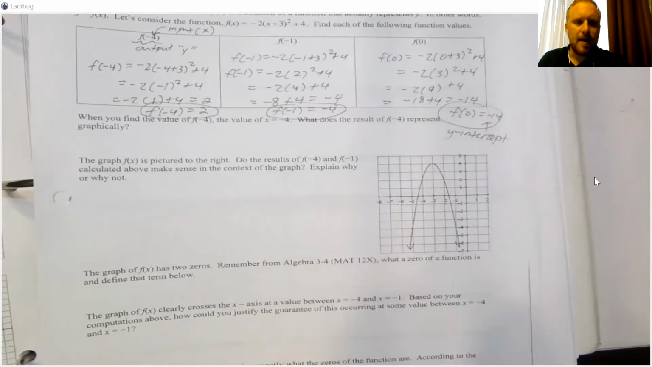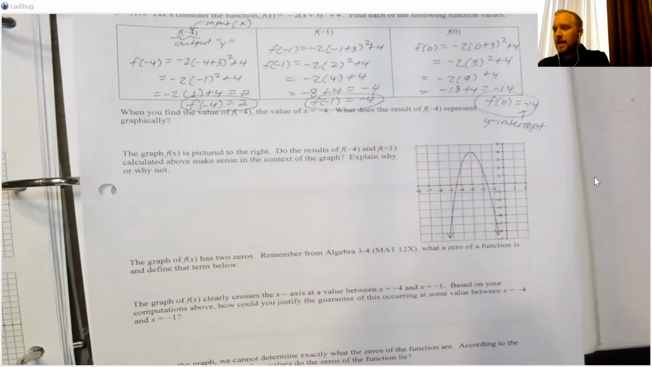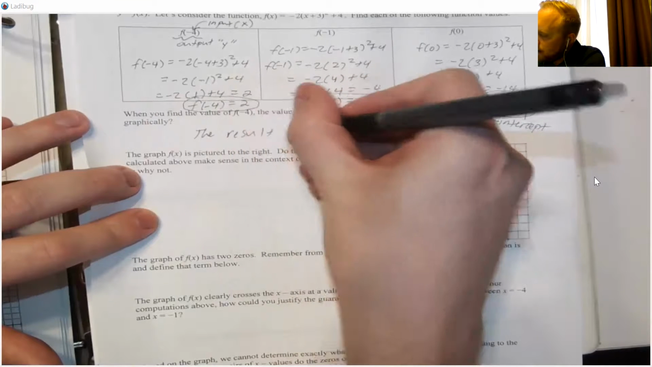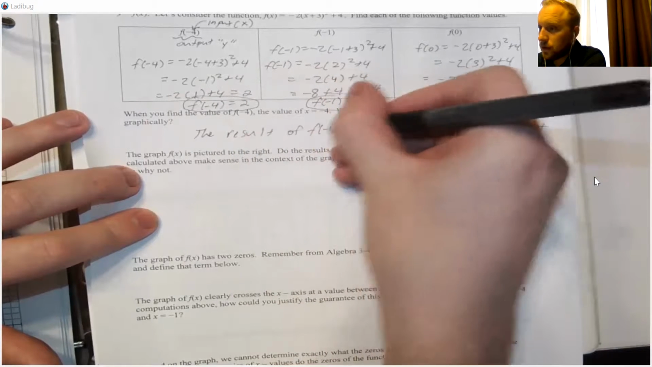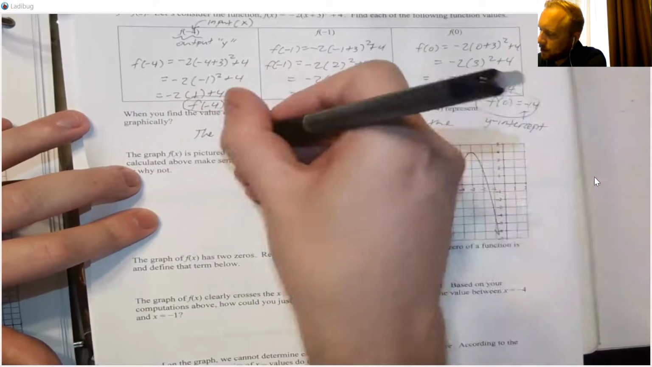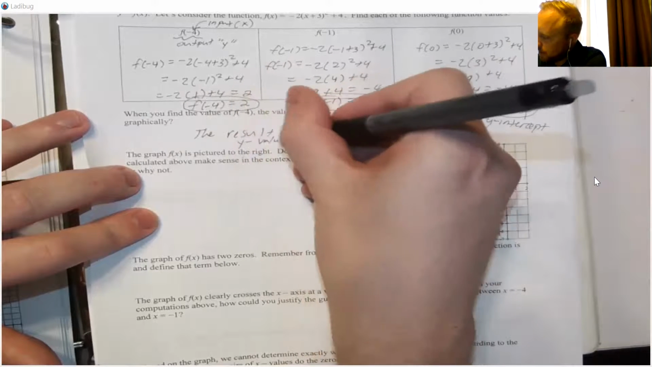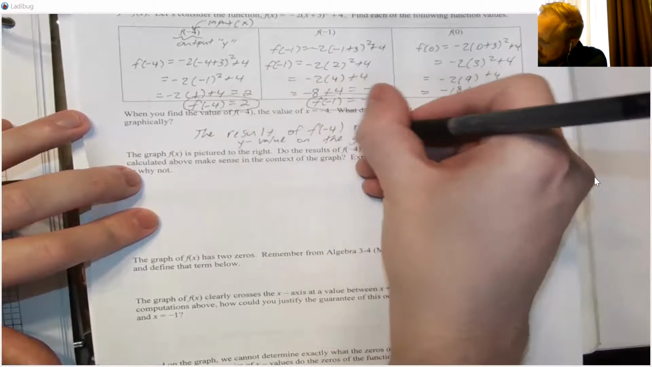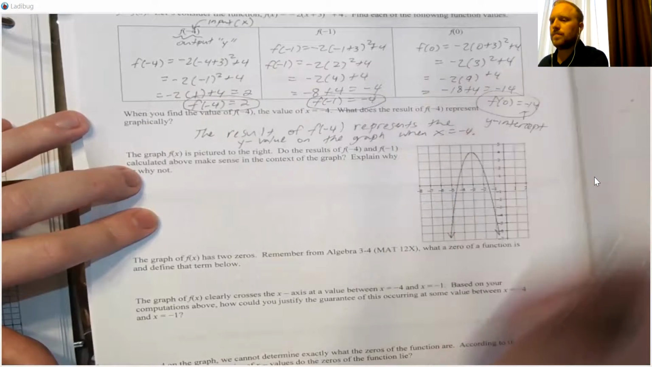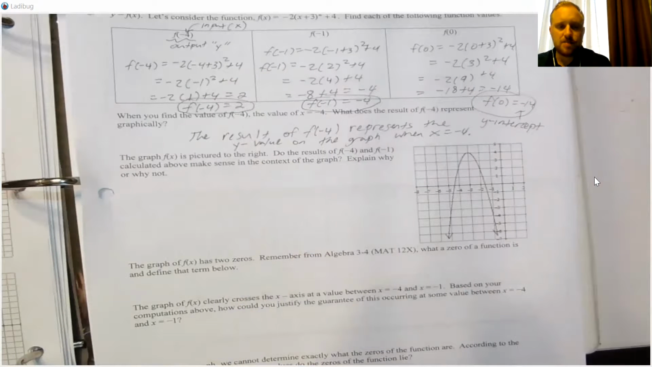Now, it says here, when we find the value of f of negative 4, the value of x equaling negative 4, what does this result of 2 represent graphically? So this result of f of negative 4 represents the y value on the graph when x equals negative 4.